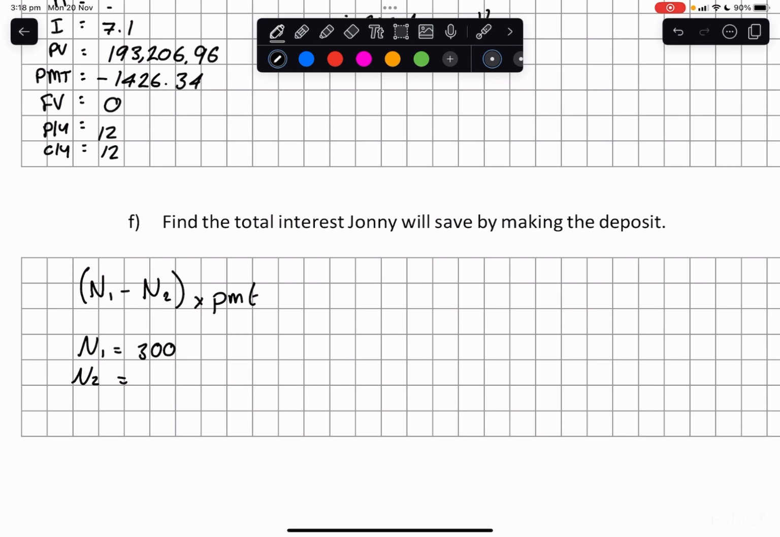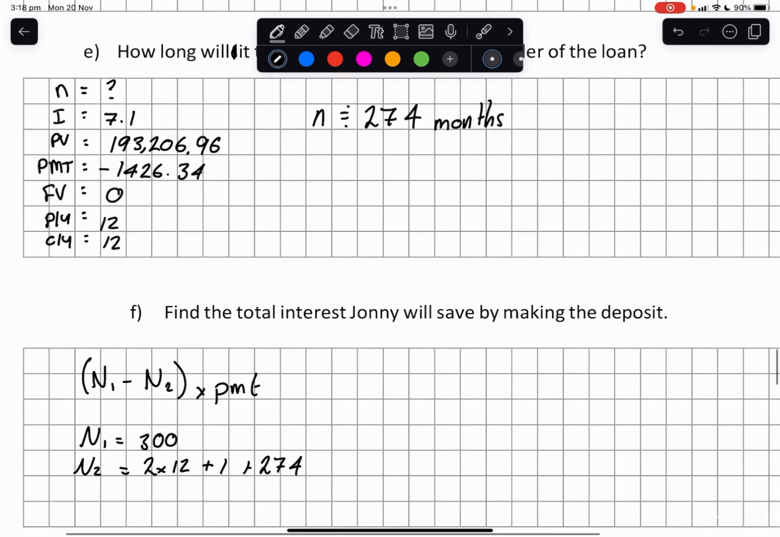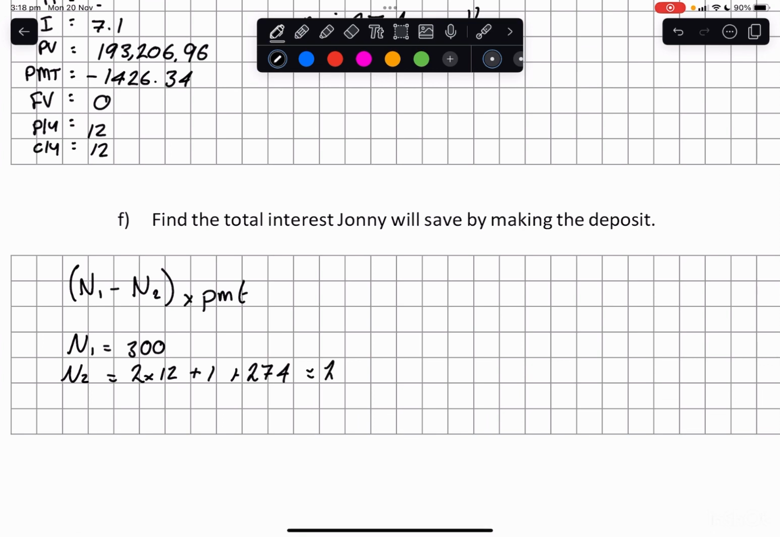N2, we've actually got 3 parts we need to consider. So we've got 2 years before we put the money in. We've got 1 month of the money being in the offset account, plus the 274 that it takes to pay off the rest of the loan. So that is 299. So using this equation, 300 take 299 is just 1 times by my PMT 1426.34. So that is just $1426.34 worth of interest saved by depositing the offset money into the account for 1 month.